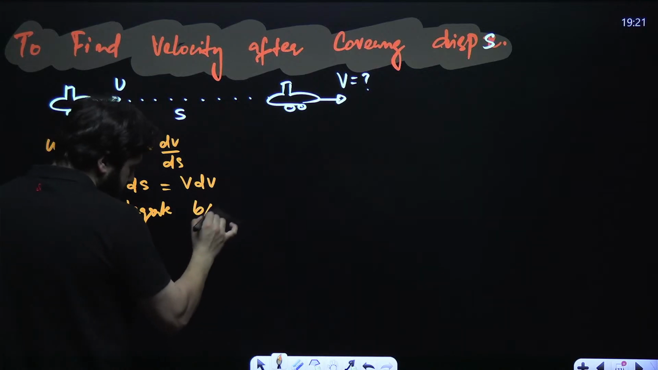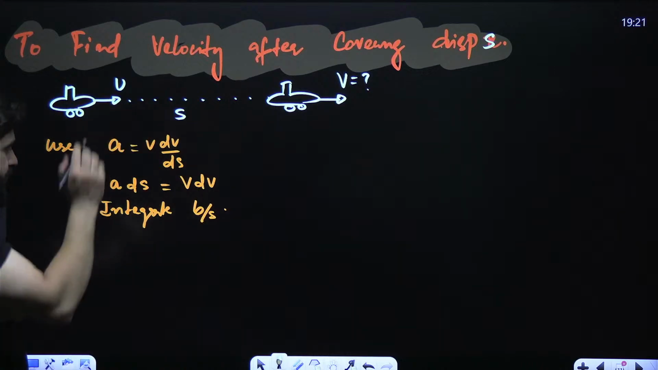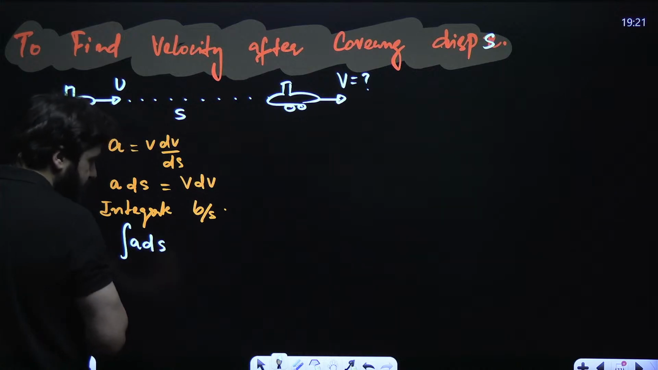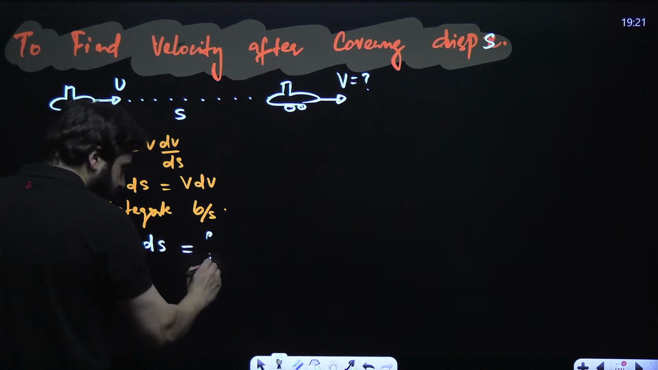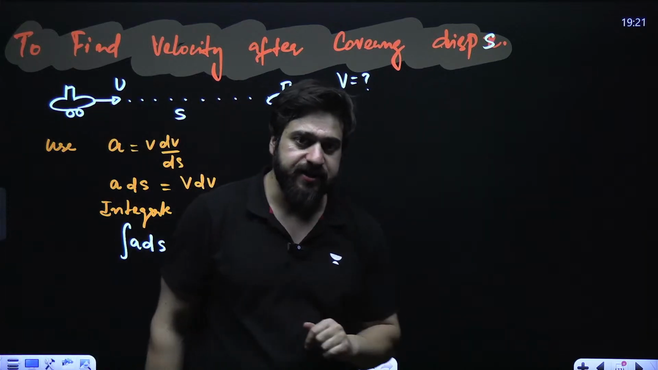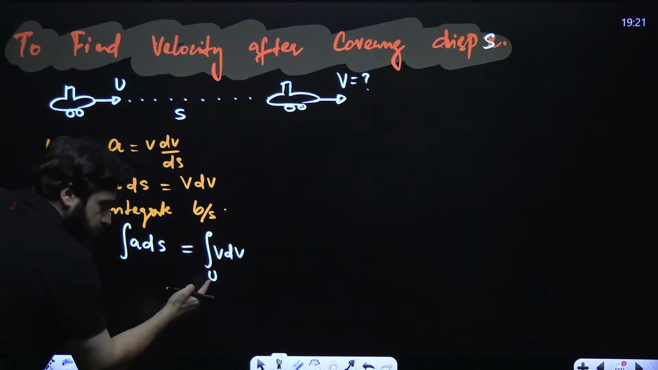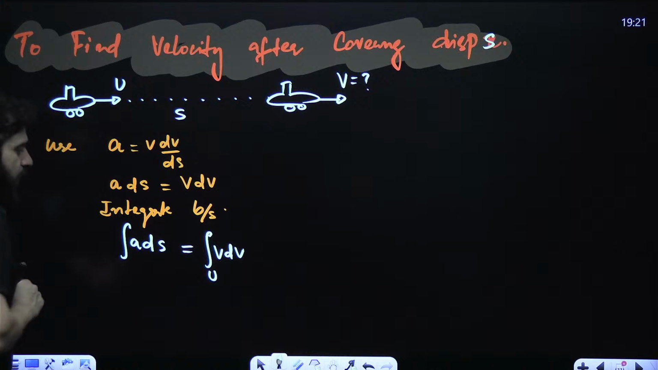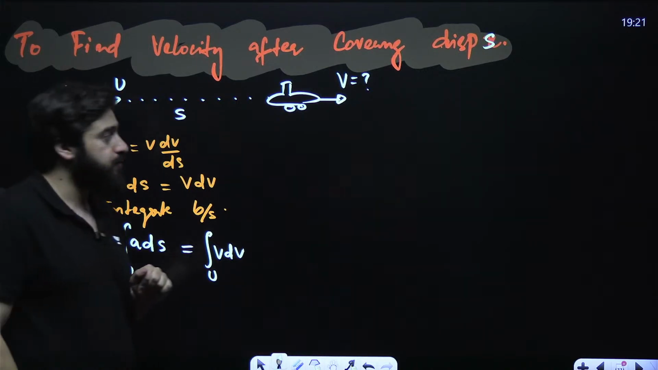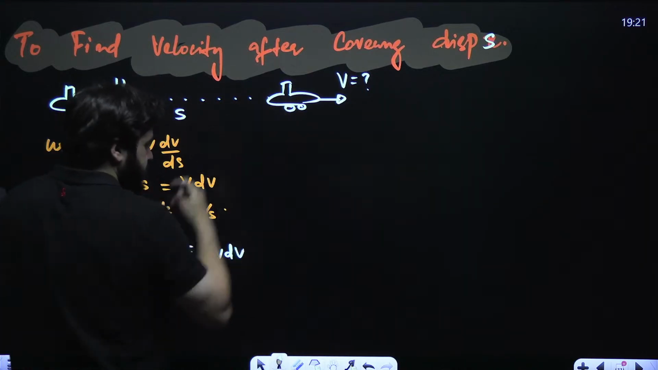Integrate both sides. If you integrate both the sides over here, what will you get? Guys, I'll write integration of A ds is equal to integration of V dV. Now the question in this particular case is, what is the initial velocity? Initially the velocity is u. So when velocity is u, what is the displacement at that point of time, sir? 0. Here displacement is 0. And here displacement is what? S. So the car has covered the displacement S.